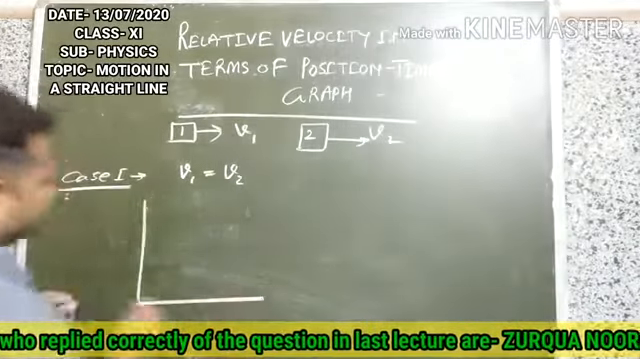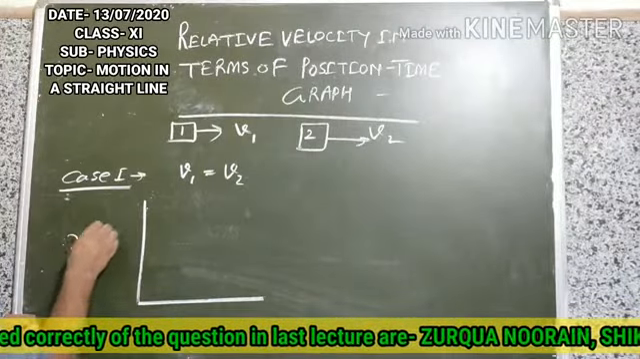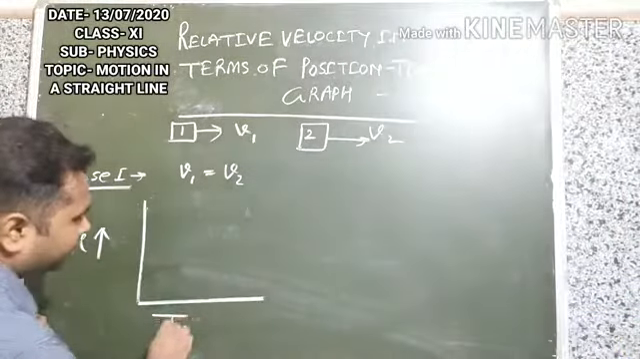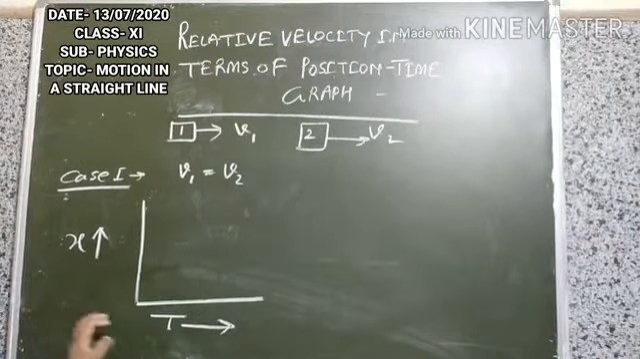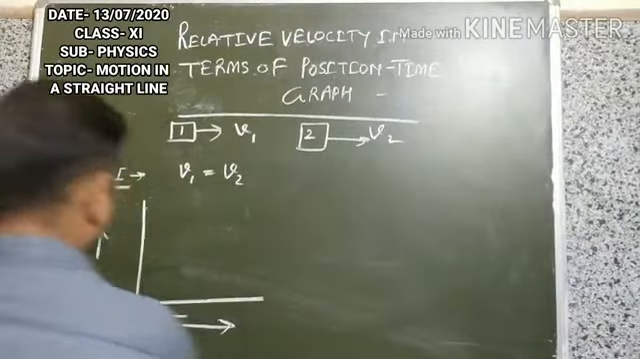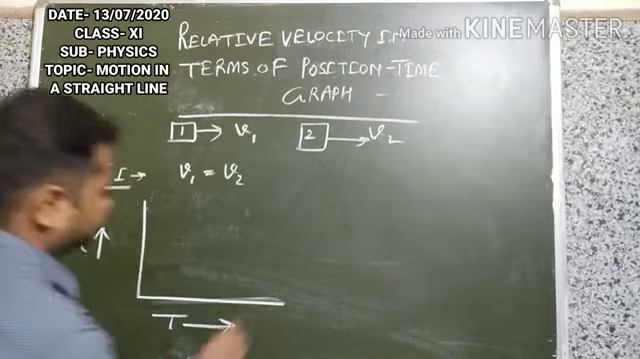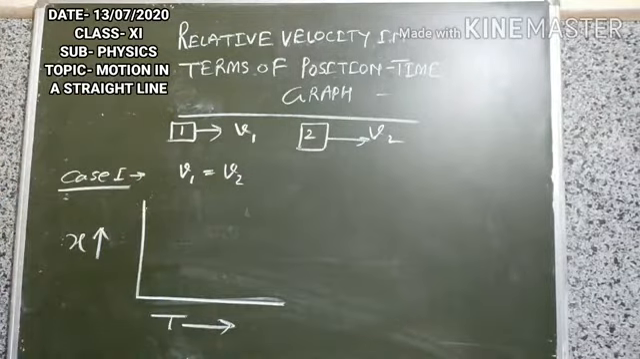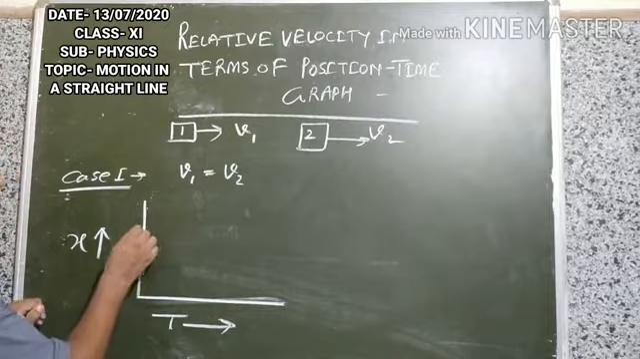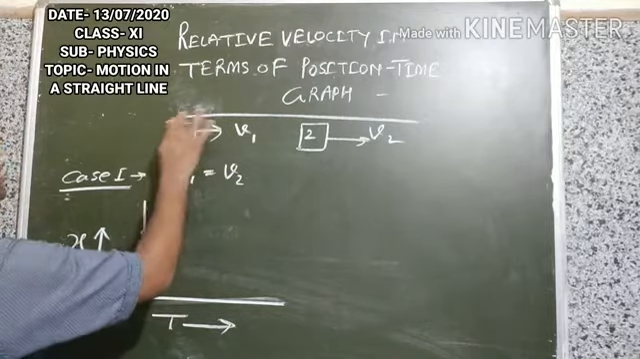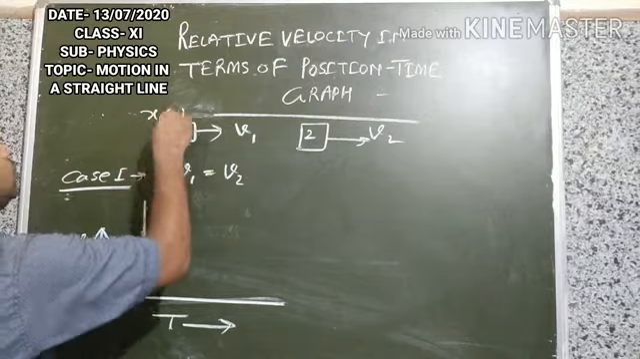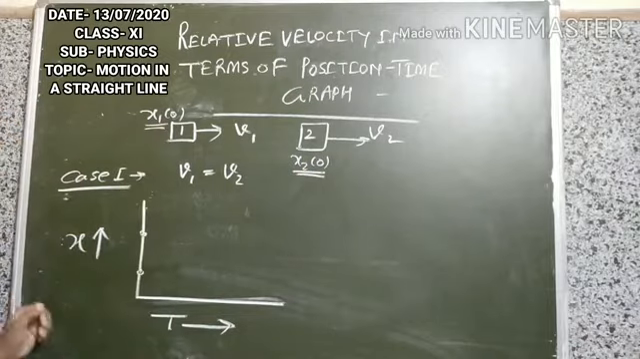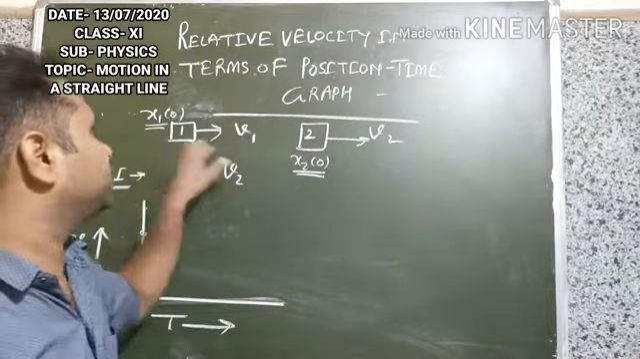In a position time graph, position means distance traveled by the body, represented along the y-axis, and time taken by the bodies is represented along the x-axis. You know that when the motion is uniform, in the position time graph you will get a straight line inclined on the time axis. Consider the initial positions, suppose this is x1 0 and this is x2 0. Position coordinates of the first and second objects are x1 0 and x2 0.